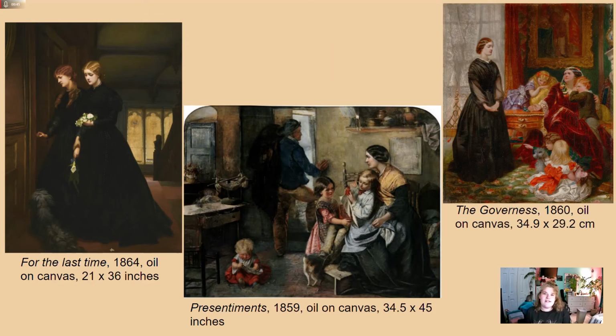So here are some more of Osborne's paintings. She did lots of photorealism. She was very interested in that sort of painting style. The one on the very left, For the Last Time, depicts two women mourning. The painting in the middle, Presentments, is one of her earlier works. It's slightly different. It's almost in a more cartoony style than her other works, but it kind of shows her progression.